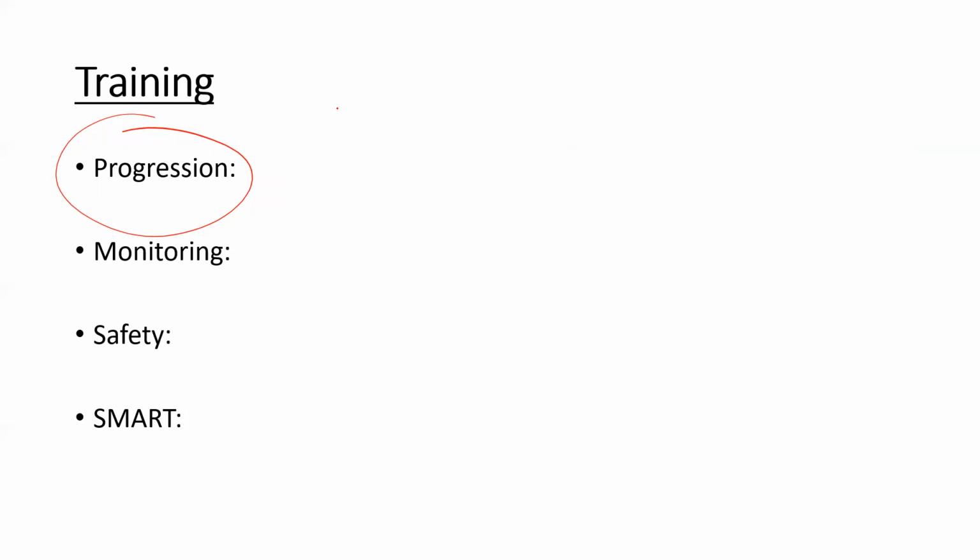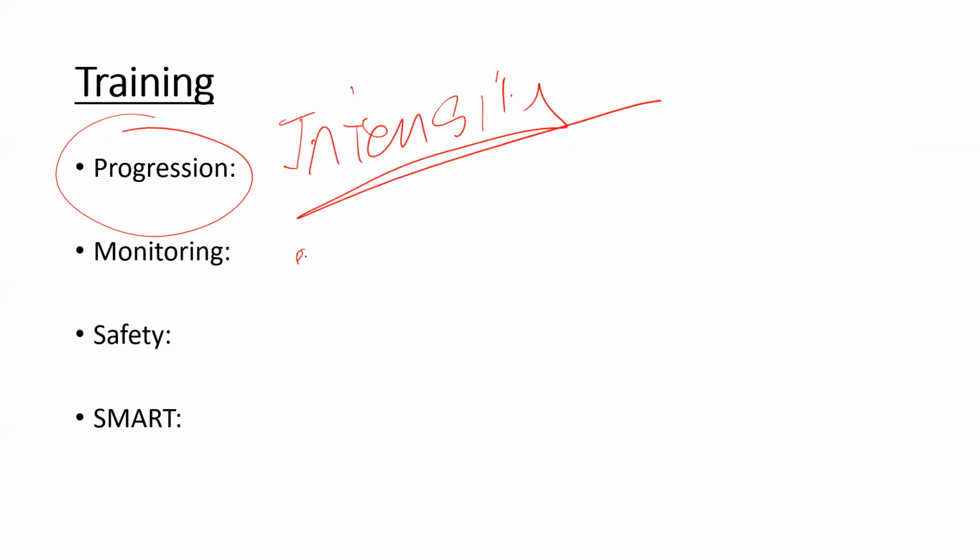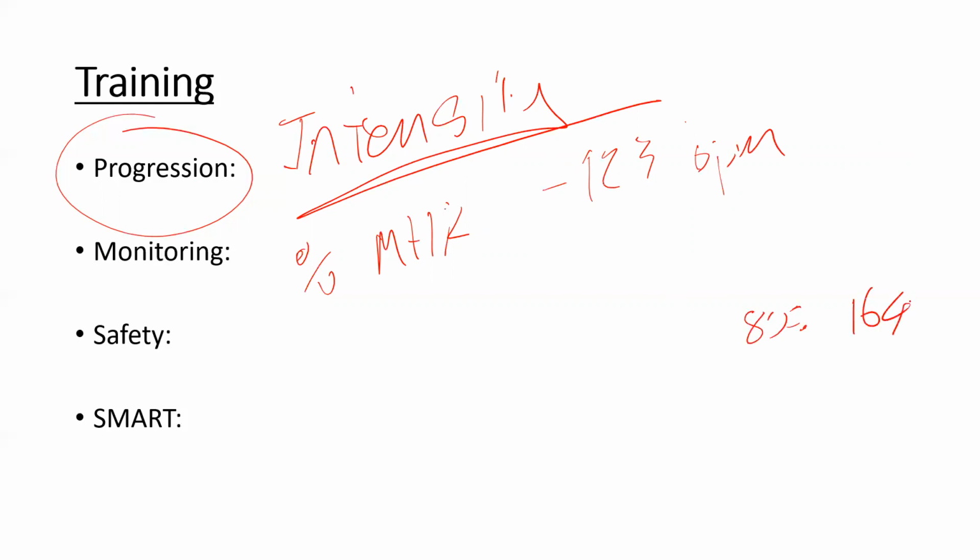In addition to the frequency, so how often you're doing it, you could also increase the intensity. Now this is high level, but in terms of the intensity, you're always going to base it on the percentage of your maximum heart rate. And you've already said that you're looking initially at about 123 beats per minute. And your training zone is up to 80%, which is 164.